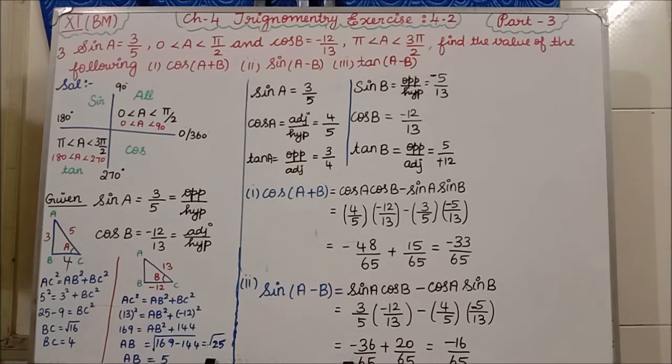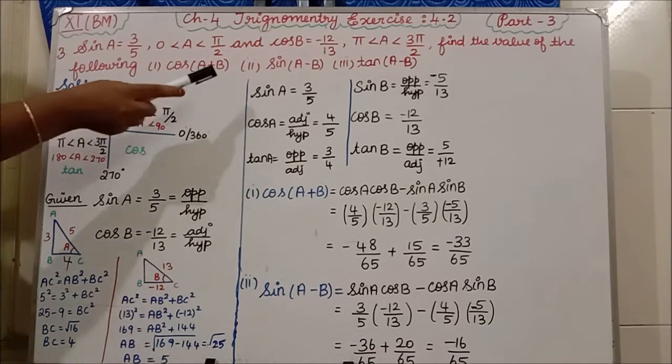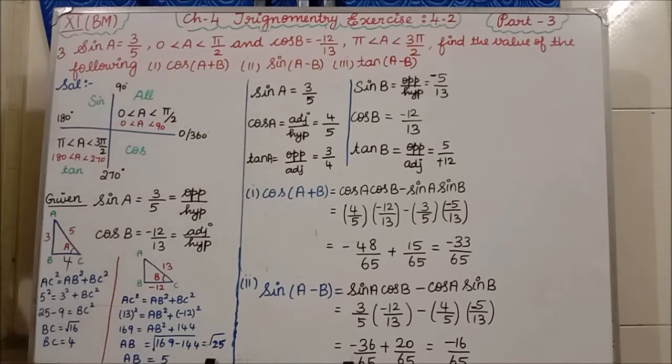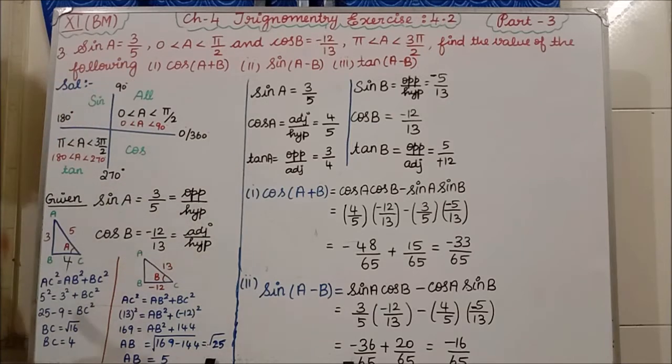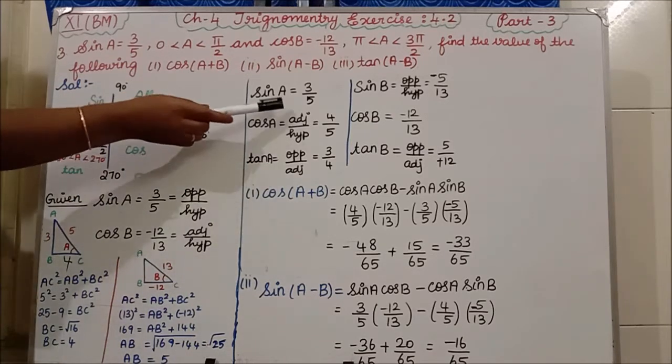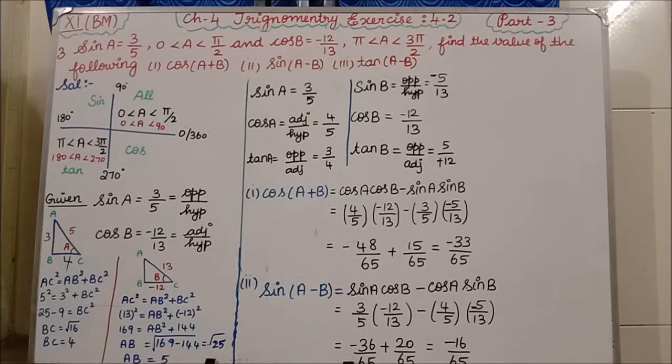Now with this we can write all the three trigonometric ratios, sine, cos, tan. Isn't it? Sine A value they have given in the question itself. Then cos A. Cos, what is the formula? Adjacent by hypotenuse. Now you know the adjacent side. Adjacent side value is what? 4. Hypotenuse is 5. So cos A value is 4 by 5.